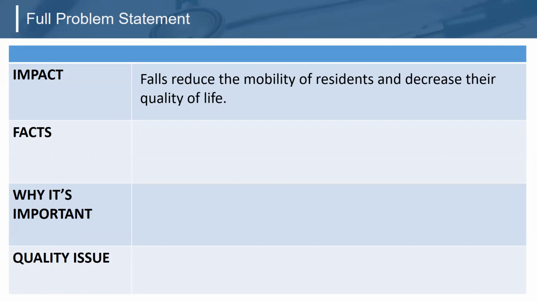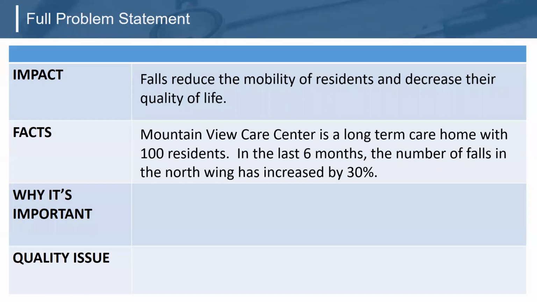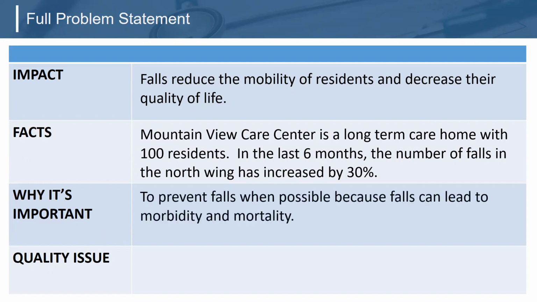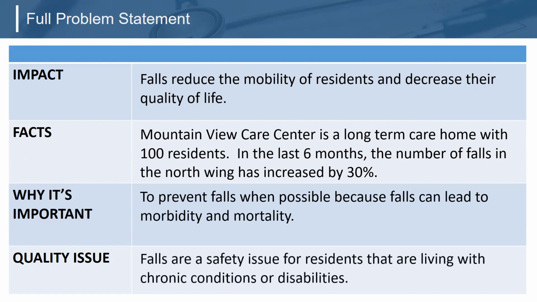The facts? Well, we know in the last 6 months, there's been some reason that caused increased falls in this care center, but we don't know why, and we need to dig deeper to sort that out. Have they changed the flooring? Have they dimmed the lights? Are they mobilizing the residents more often and having increased falls as a result? Why is it important? Because falls contribute to increased morbidity and mortality in the elderly. And what quality issue? Well, we've already put it on the matrix.